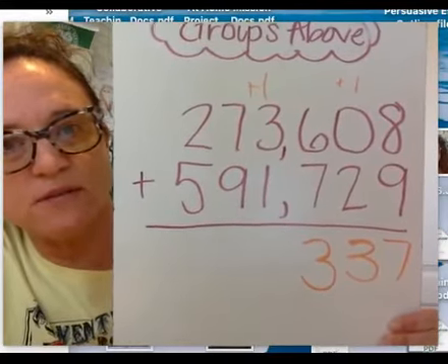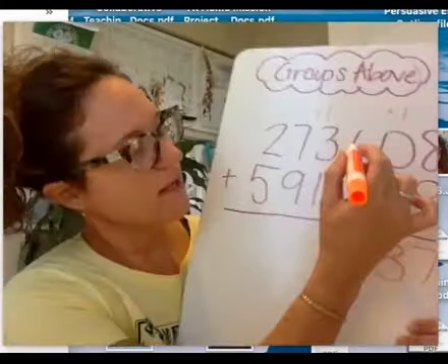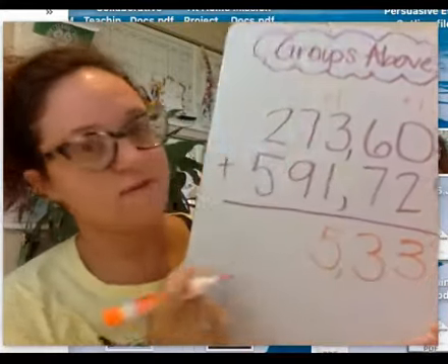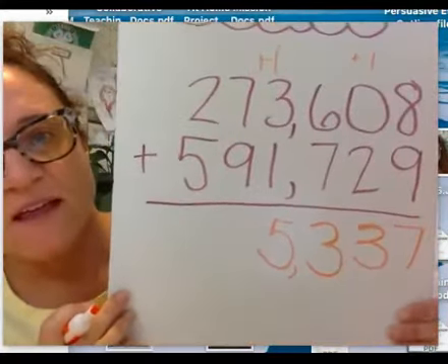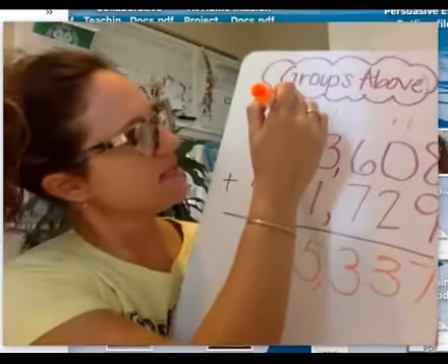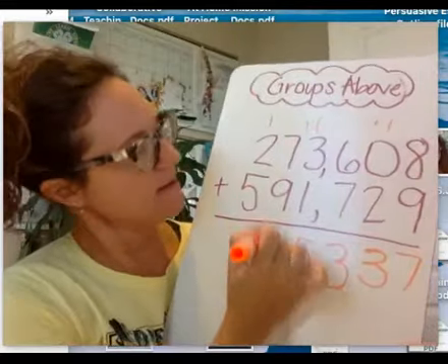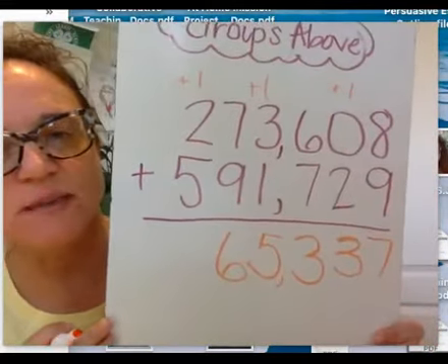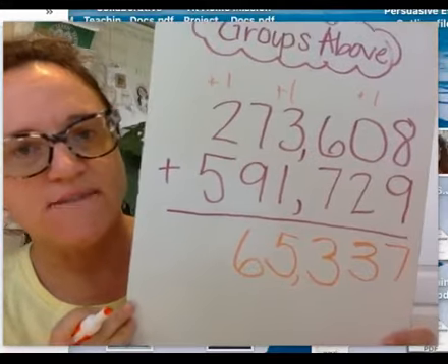Ooh, check this one, Lucas. 3 plus 1 plus 1. 3, 4, 5. Oh, you got it. 3, 4, 5. And then I'm in the 10,000s place. 7 plus 9 is 16. And lastly, I'm going to add the 100,000s place. 5, 6, 7, 8.